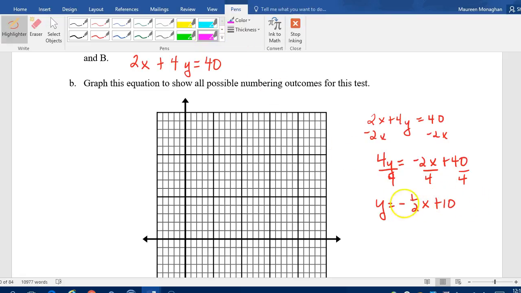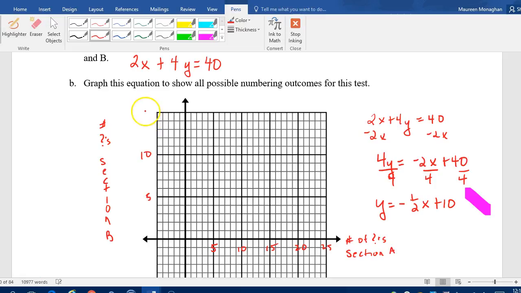Okay, right off the bat, it's got a negative slope, so I see the line should be going down like that. So now I have to graph it. So we're going to say this is 5, 10, 15, 20, 25. And these are the number of questions from section A. And this is number of questions, I'm just putting a question mark like that, from section B over here. Okay, and that is going to be 5, 10, and 15.